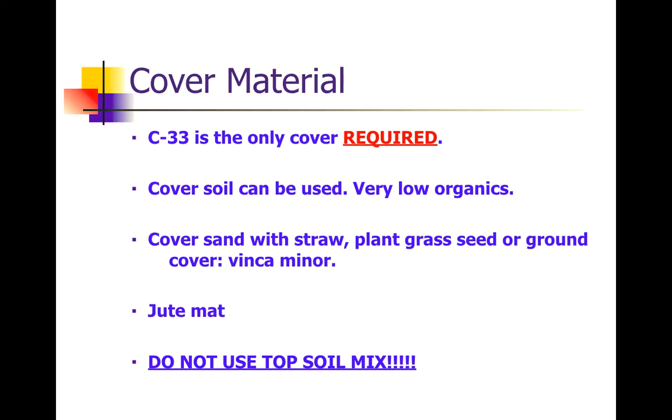Cover material over the Oscar, the only thing that's required is C33. You can use some soil, but if you do cover it, we want it shallow, maybe 2, 3, 4 inches with low organics. It would be appropriate to cover the sand with maybe some straw, get some grass seed planted, maybe some ground cover. If you're on a really steep site, you may want to use some jute mat to hold things in place until vegetation starts to grow.